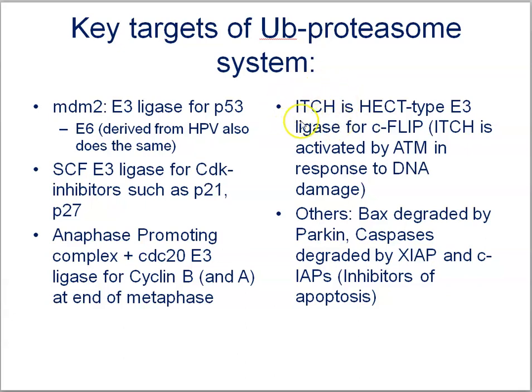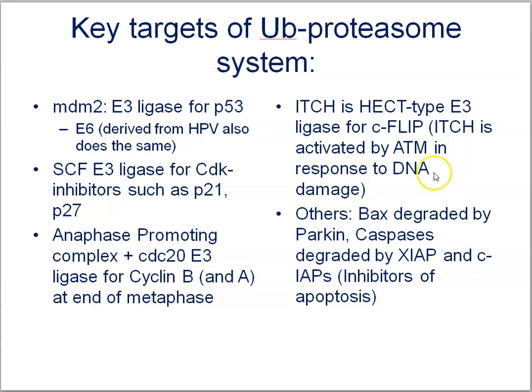ITCH is another E3 ligase, and that will degrade C-FLIP. If you want to know what C-FLIP does, you want to look at the apoptotic signaling lecture, but C-FLIP will prevent caspase 8 activation. And if you think about a situation where you've got DNA damage, we've covered the ATM, which is part of that DNA damage response, which activates P53. Look back to a previous lecture for that. ATM can activate ITCH, and therefore we can get rid of C-FLIP, and C-FLIP is a blocker of apoptosis.